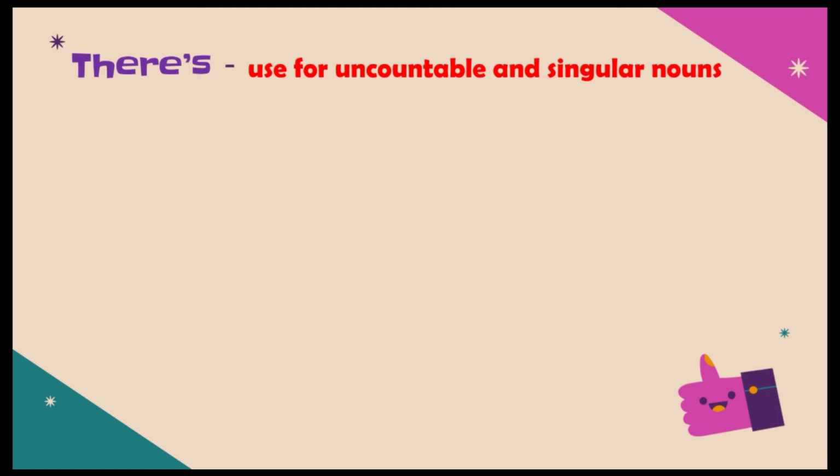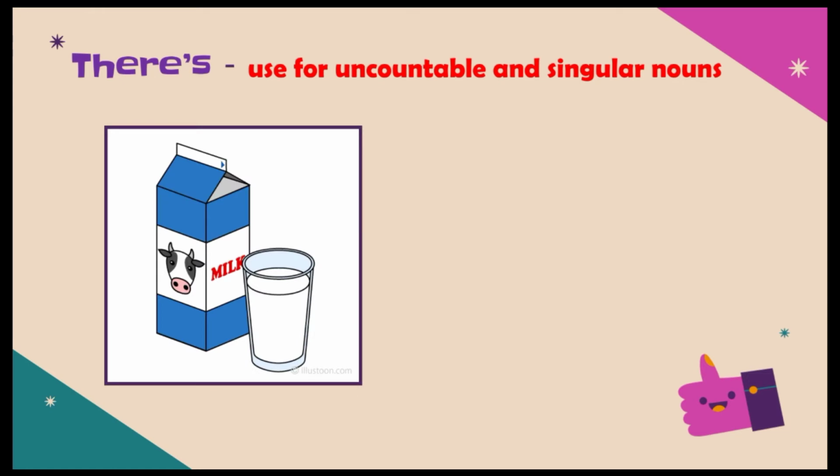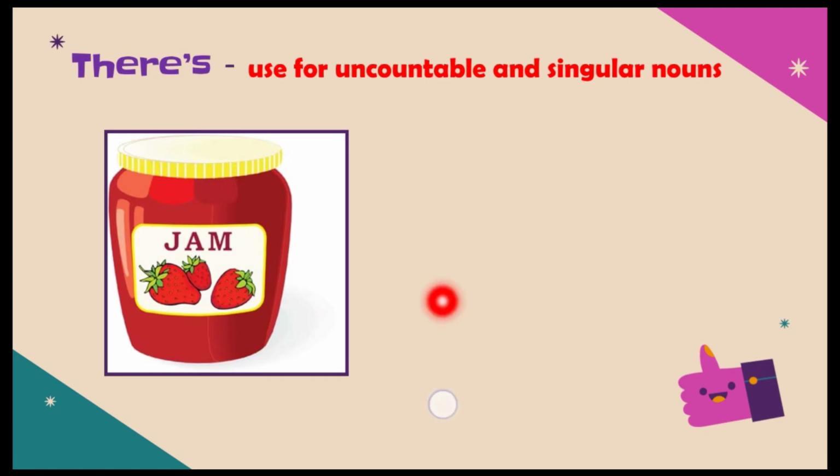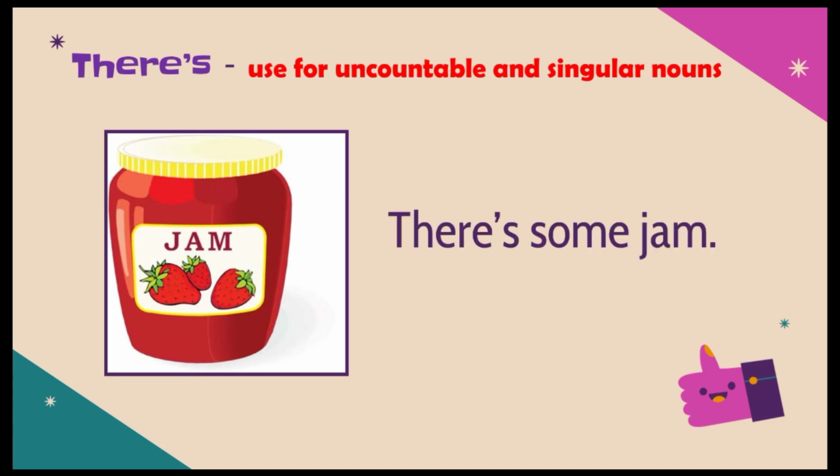So, look at the example. Milk. Milk is uncountable. So, there's some milk. We use there's. There's some milk. Next. Jam. Jam is also uncountable, so we use there's. There's some jam.